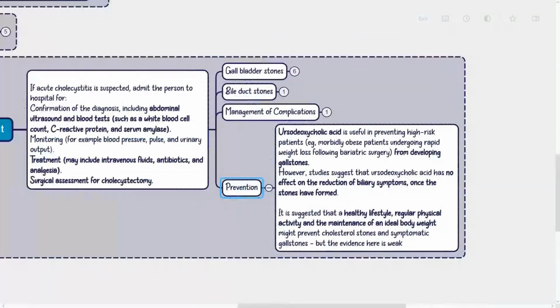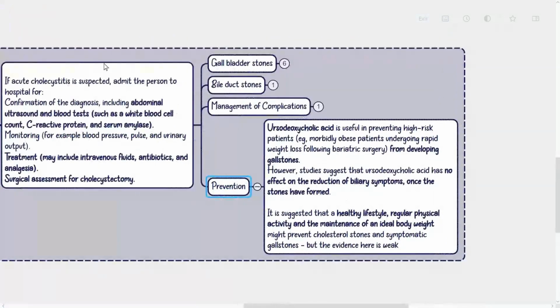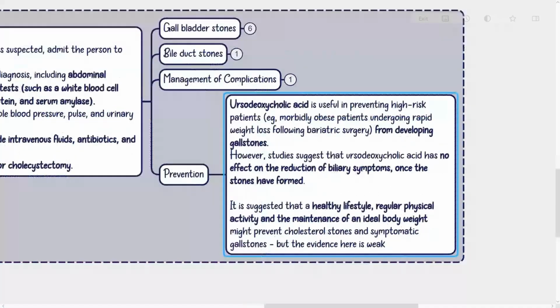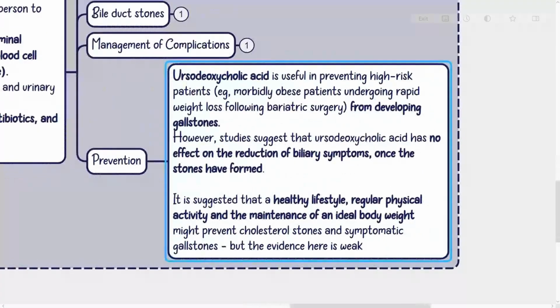Prevention. Ursodeoxycholic acid is useful in preventing high-risk patients, e.g., morbidly obese patients undergoing rapid weight loss following bariatric surgery, from developing gallstones. However, studies suggest that ursodeoxycholic acid has no effect on the reduction of biliary symptoms once the stones have formed. It is suggested that a healthy lifestyle, regular physical activity, and the maintenance of an ideal body weight might prevent cholesterol stones and symptomatic gallstones, but the evidence here is weak.